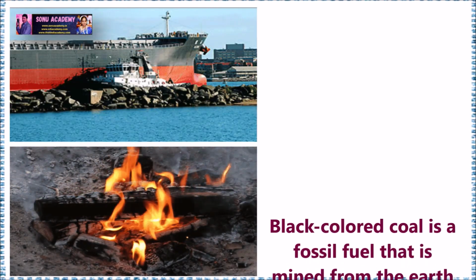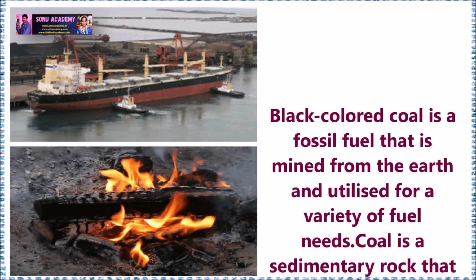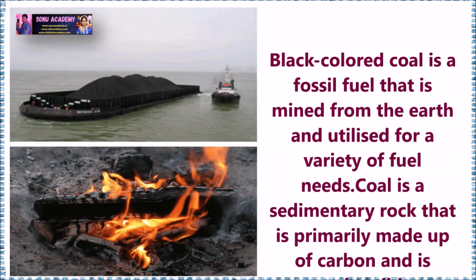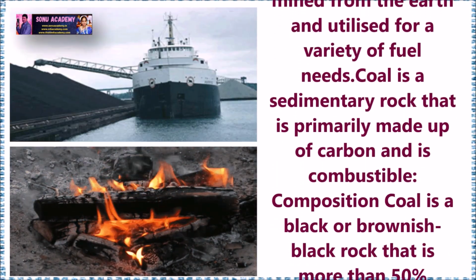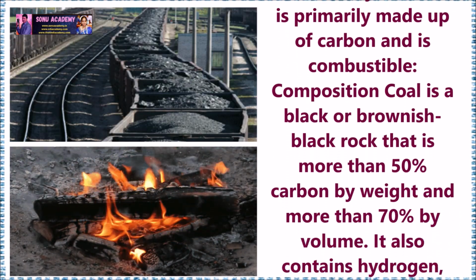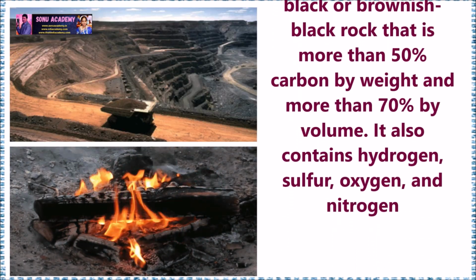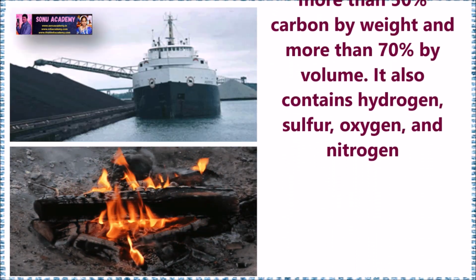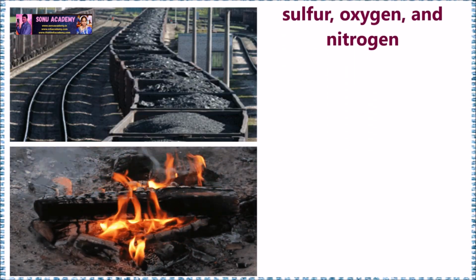Children, let us discuss coal. Black colored coal is a fossil fuel that is mined from the earth and utilized for a variety of fuel needs. Coal is a sedimentary rock that is primarily made up of carbon and it is combustible. Composition: coal is a black or brownish black rock that is more than 50% carbon by weight and more than 70% by volume. It also contains hydrogen, sulfur, oxygen, and nitrogen.